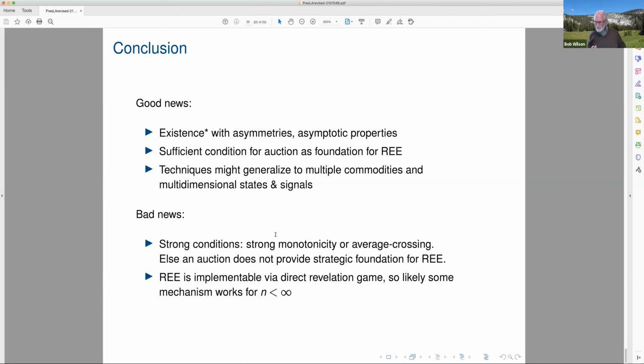But here we just look at static auctions. You could ask if there was something like an ascending auction, a dynamic auction in that sense. It's probably not the case, because Krishna's average crossing condition is necessary to get an efficient outcome, and rational expectations equilibria are presumably efficient. So you can't do it that way. But the dynamics that Milgrom proposes might work.